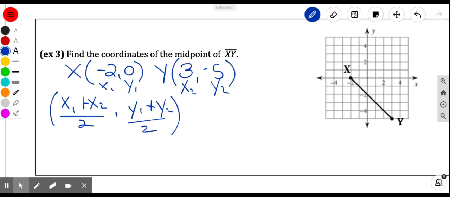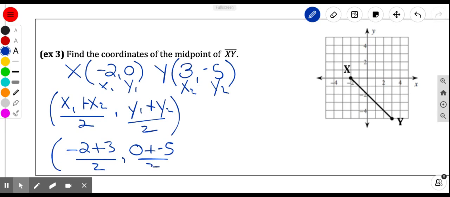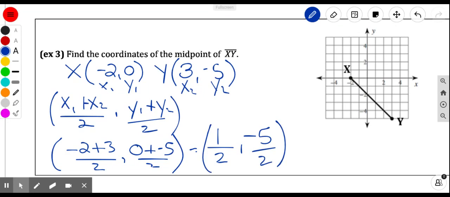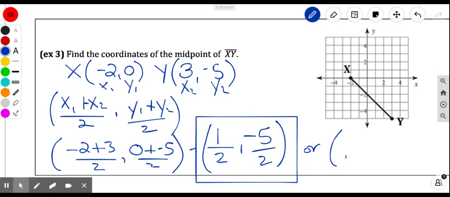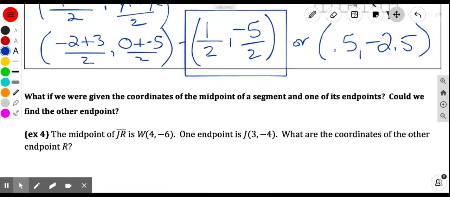And then we plug in. So it's x1 plus x2, so it's going to be -2 plus 3 over 2, 0 plus -5 over 2. So if I simplify these, -2 plus 3 is 1. 0 plus -5 is -5. If it doesn't divide evenly, you can just leave it like this. Or if you prefer decimals, you can do 0.5, -2.5. I'm fine with either one, doesn't matter. Okay, so that's midpoint formula. It's pretty easy, very straightforward.